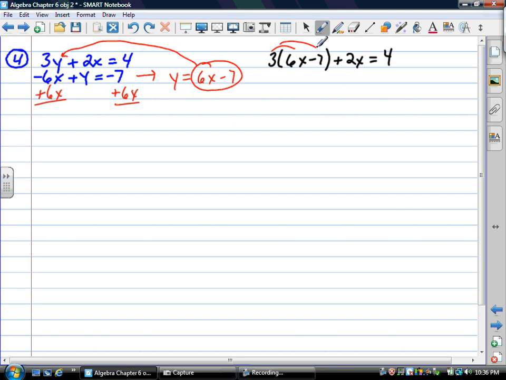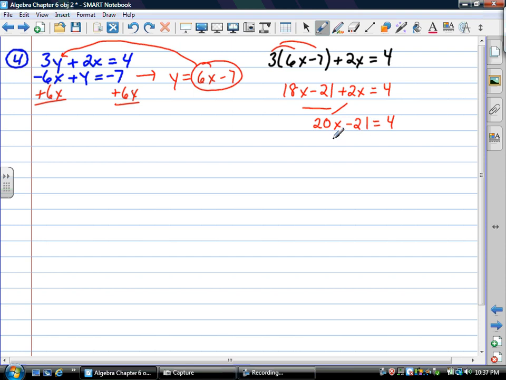All right, you guys should know the steps. Distributive property, 3 times 6x, 18x. 3 times 7, 21. Recopy the 2x, we copy the equals, and we copy the 4. Like terms, 18x and 2x. It's 20x. It's minus 21. It's going to be equal to 4.